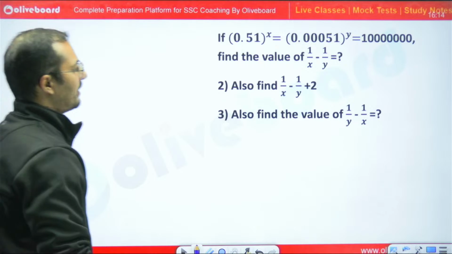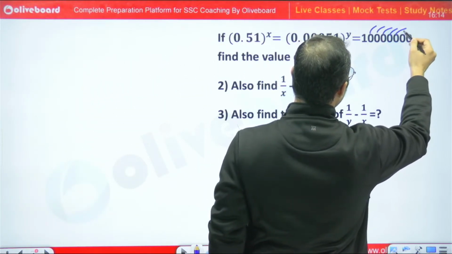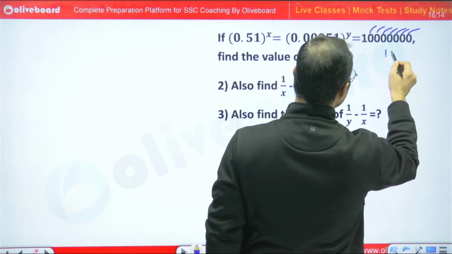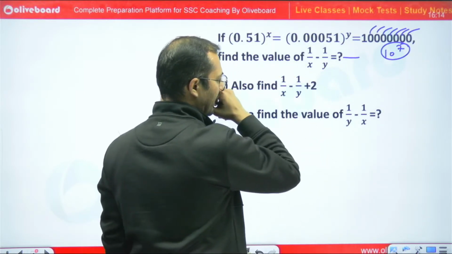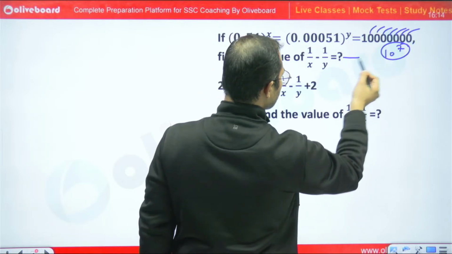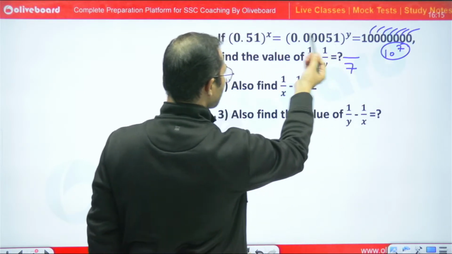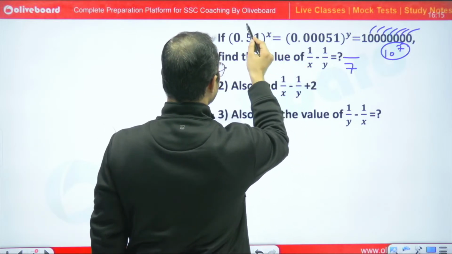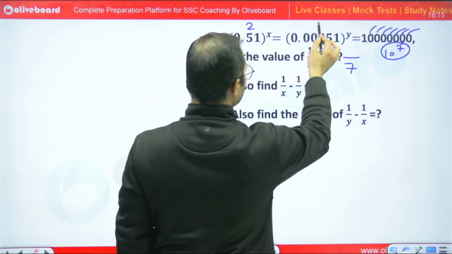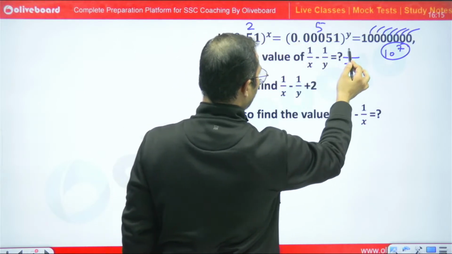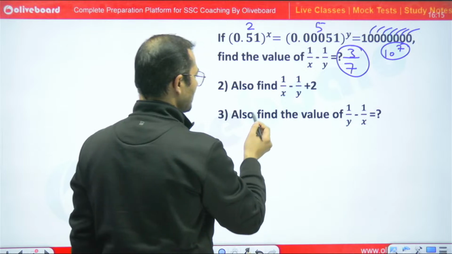Here simply we can say 1, 2, 3, 4, 5, 6, 7, so we can write 10 to the power 7. For 1 upon x minus 1 upon y, just write the power of 10 in the denominator, and take the difference between the number of digits after decimal. Here it is 2, here it is 5, so 5 minus 2 is 3. So 3 by 7 is the right answer.